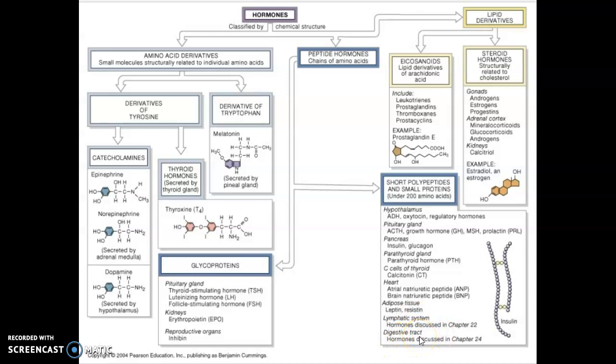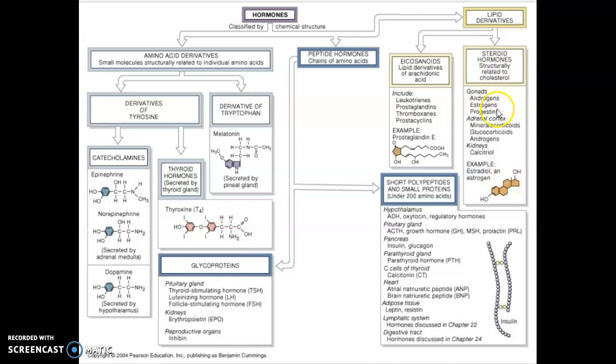and then the digestive tract hormones, which we'll be talking about separately. Now, finally, our last category are lipid derivatives, which are the steroid hormones, which, as it says here, are related to cholesterol. We see our cholesterol backbone in this example of estrogen, and then we know that our androgens, which is mainly testosterone, estrogens and progestins, are all steroid hormones.